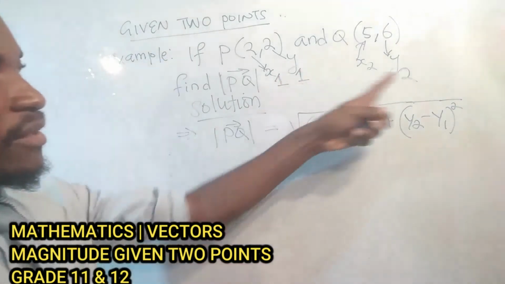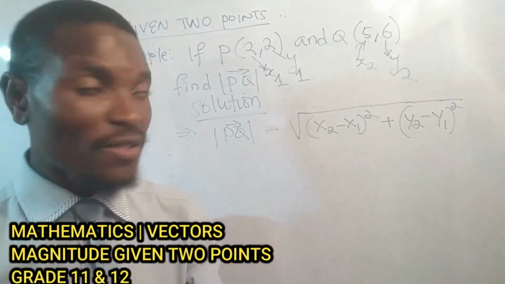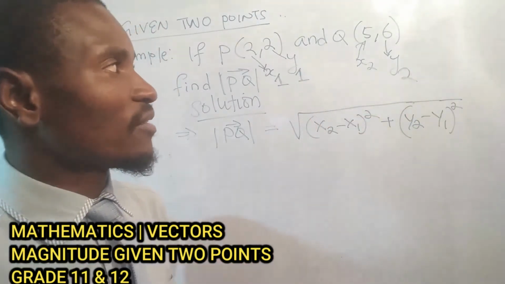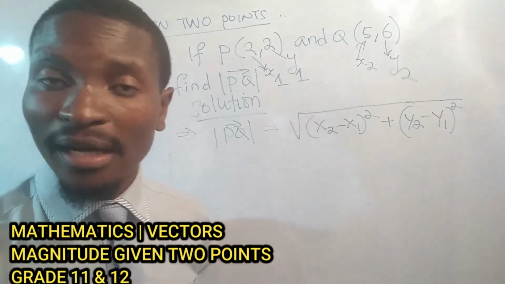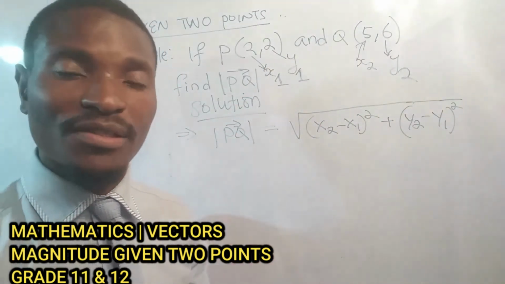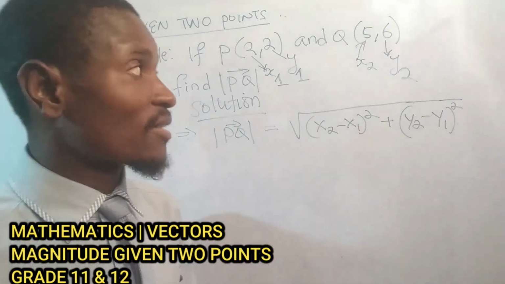Okay, so y1, y2. Once you do that, the first procedure is you assign the numbers that you're given. The first number is always the number for the x-axis, and then the second number is always the number that represents a value in the y-axis.